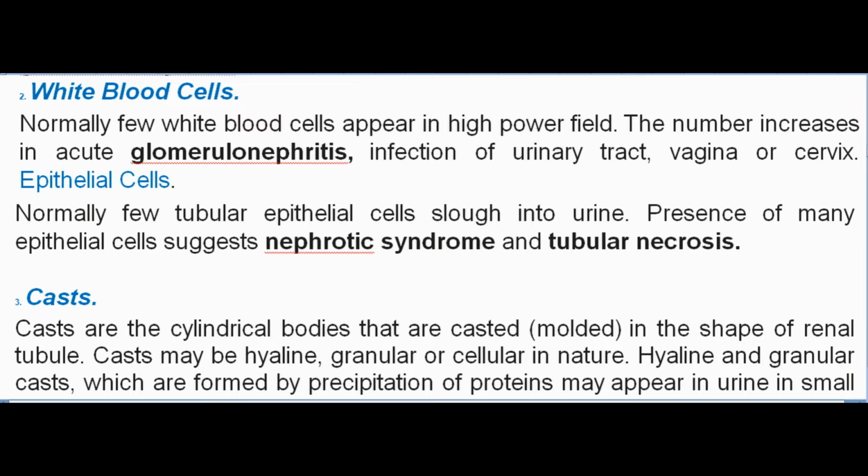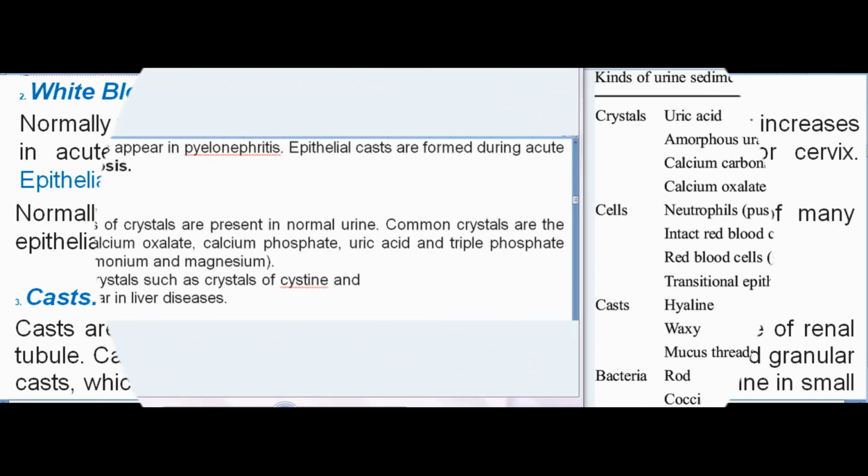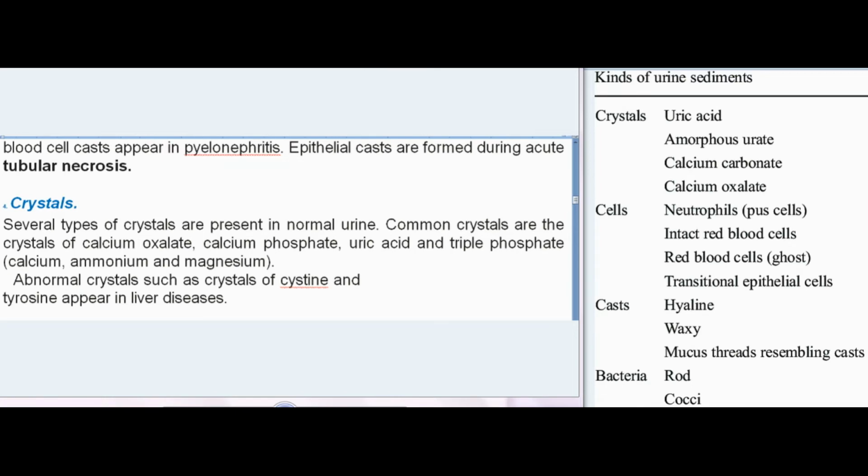Casts: casts are cylindrical bodies that are cast, molded, in the shape of the renal tubule. Casts may be hyaline, granular, or cellular in nature. Hyaline and granular casts, which are formed by precipitation of proteins, may appear in urine in small numbers. The number increases in proteinuria due to glomerulonephritis. Cellular casts are formed by sticking together of some cells. Red blood cell casts appear in urine during glomerulonephritis and tubular necrosis. White blood cell casts appear in pyelonephritis. Epithelial casts are formed during acute tubular necrosis.